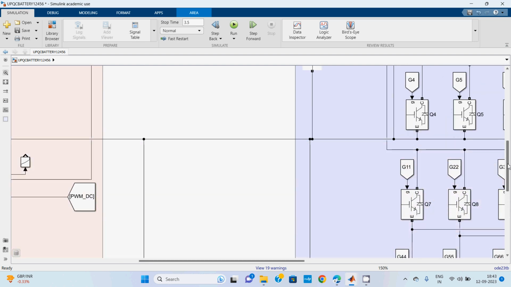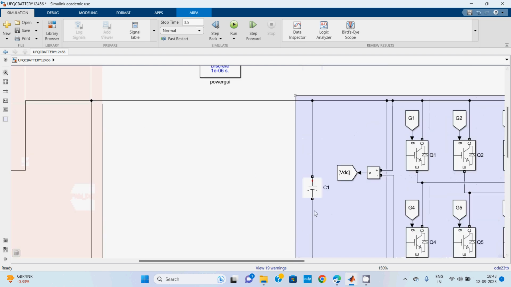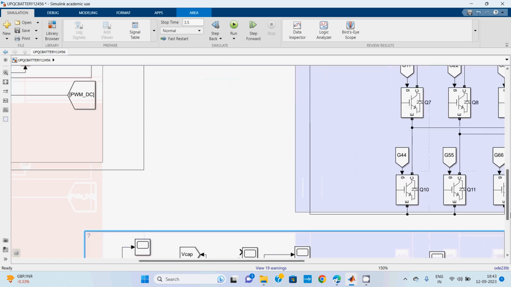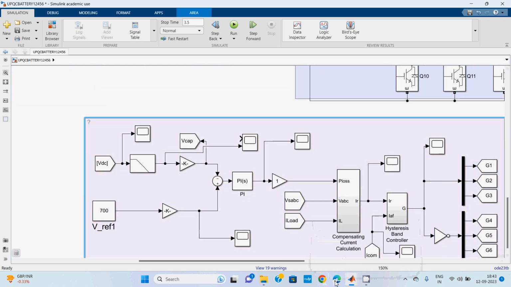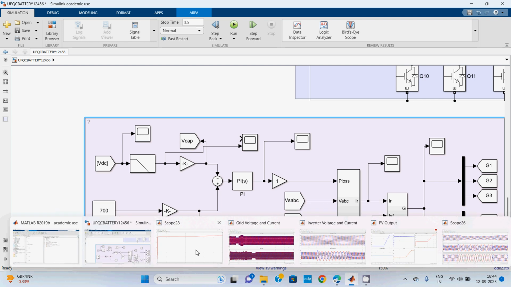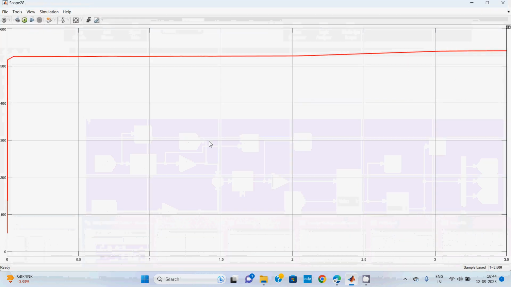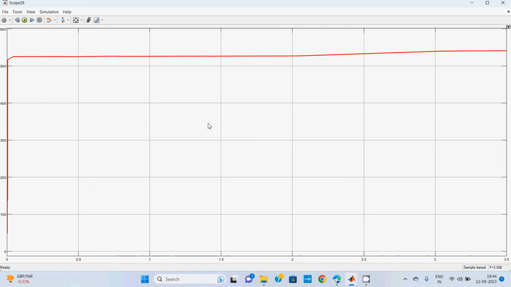That means this voltage is maintained in the range of nearly 700 to 720. That is the control strategy we made here to maintain the DC link voltage constant. This one is the exact DC link voltage after using the control strategy.